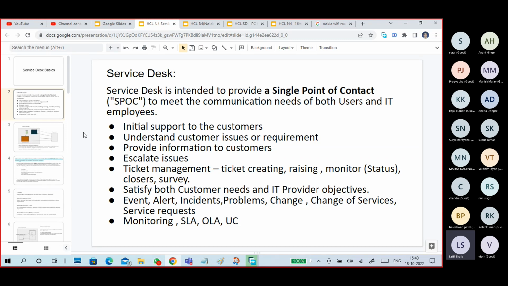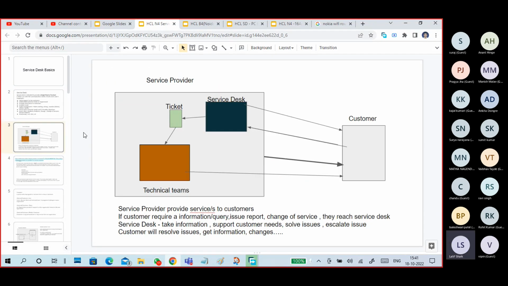Service desk is a single point of contact to meet the communication needs of both user and IT. Also, you can say between, but don't change this point. So, a single point of contact between the user and the service provider, or maybe the user and the IT technician, IT support, and IT employees.